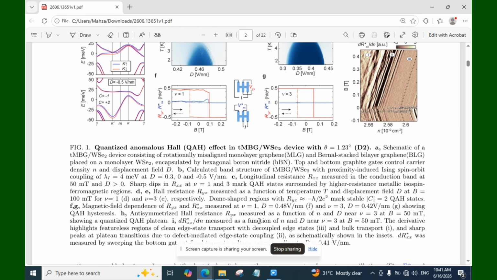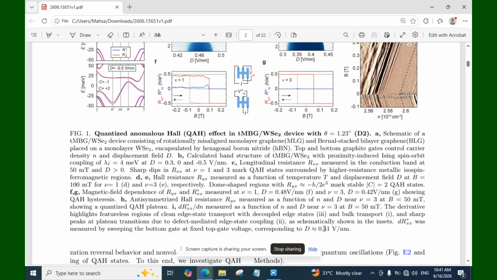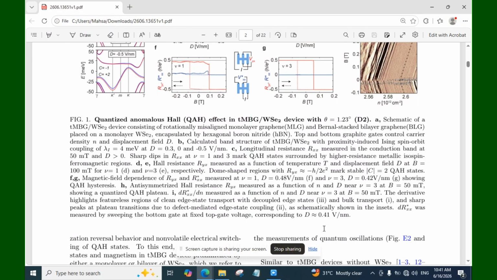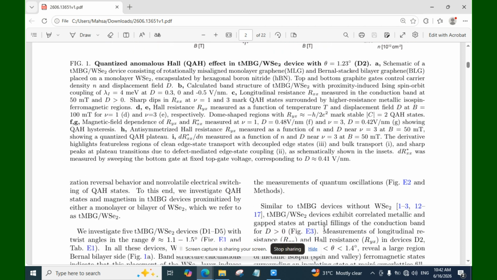Antisymmetrized Hall resistance Rxy is measured as a function of n and D near nu equal to 3 at B equal to 50 millitesla, showing a quantized anomalous Hall plateau, along with the derivative of Rxy with respect to n. The derivative highlights featureless regions of quantized transport with decoupled edge states and bulk transport, and sharp peaks at plateau transitions due to defect-mediated edge state coupling. As schematically shown in the insets, the derivative of Rxy was measured by sweeping the bottom gate at fixed top gate voltage, corresponding to D equal to 0.41 volts per nanometer.